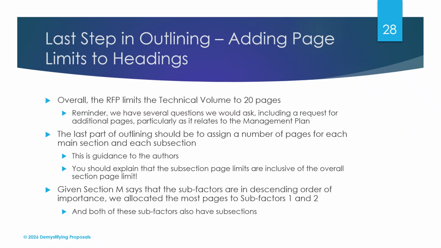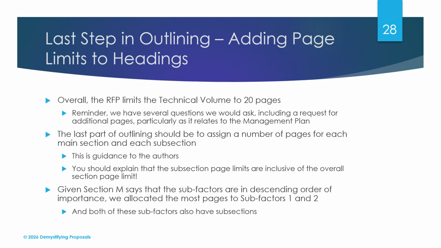So the last step in outlining is actually one of the toughest things to do, and that's adding the page limits to the headings. Overall, this RFP limits the technical volume to 20 pages. All 5 of those subfactors are limited to 20 pages. And also a reminder that we have several questions to ask that would hopefully make a lot of those requirements go into appendices. Then we would be able to just put in a simple reference to that appendix with maybe a sentence or two to describe what's going to be in the appendix.